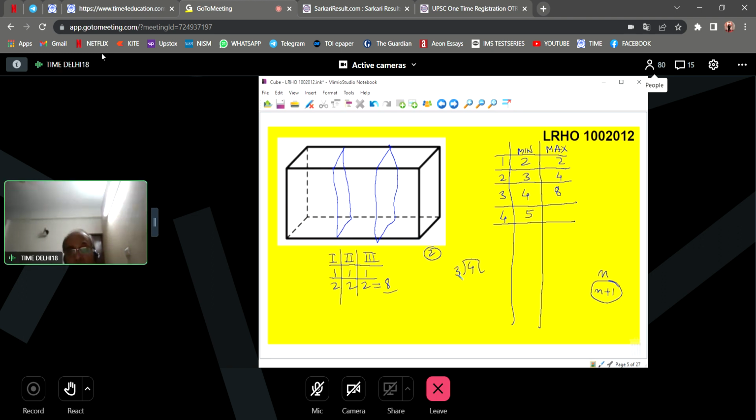Let me divide this 4 by 3. 3 ones are 3 and remainder is 1. See, what is the minimum number of cuts I can apply in each direction? 1 each. But after that, how many cuts are still left? 1 cut is still left.